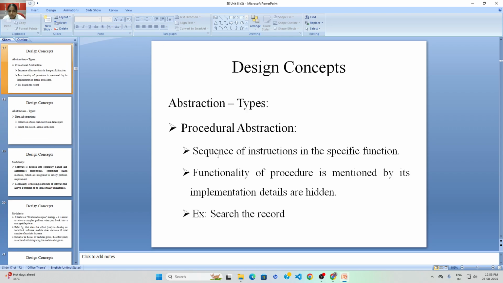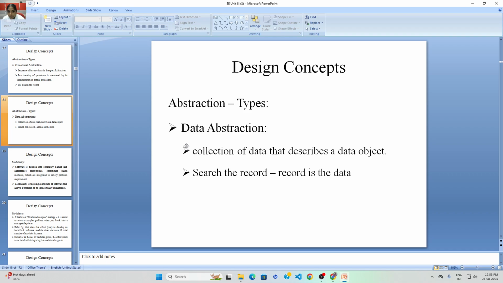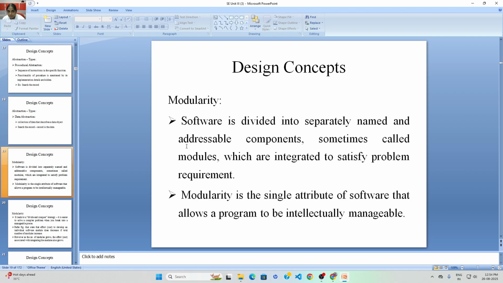Then procedural abstraction means a sequence of instructions for specific functions, and the functionality of the procedure is mentioned. For example, searching the record. While we are going to search the record, there is some procedure in it. We have saved that, so at that time we have to design the software step by step; only with the procedure can we design it, and at that time only can we analyze it. Data abstraction is a collection of data that describes a data object. For searching the record, the data record is searched.